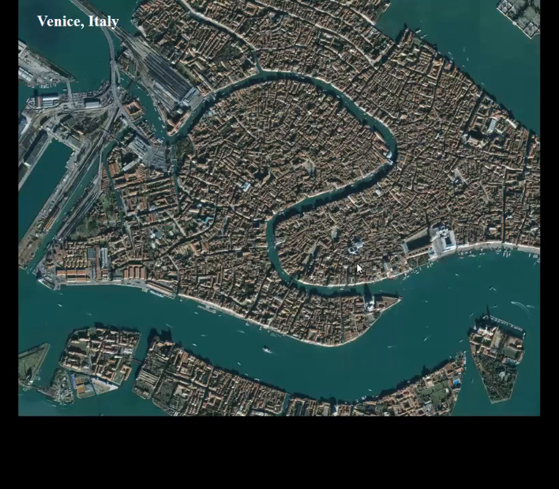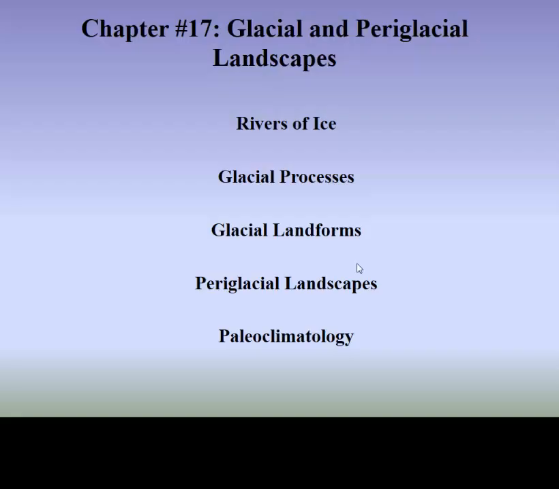Venice, Italy is an area that is suffering, or maybe not suffering, but it's seeing the impacts of rising sea level because it's literally at sea level and it's sinking. But there are some other areas too.